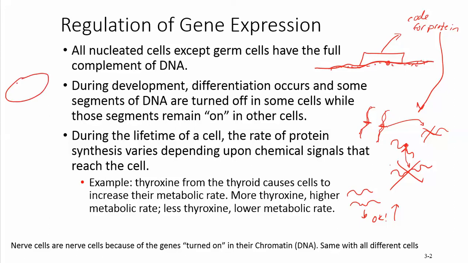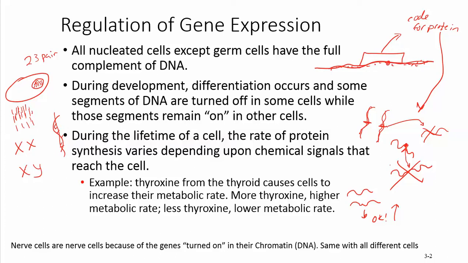Okay, so all nucleated cells except germ cells have the full complement of DNA. So that means in every single cell, in the nucleus of every cell, you have 23 pairs of chromosomes. I can't draw all 23 there, obviously, but you have 23 pairs. Now, if you are a girl, then one of those pairs, you'll have two X chromosomes. If you're a boy, you'll have an X and a Y. The rest, the other 22 pair, are all pretty much the same. The only difference is going to be the sequence of these bases in the actual DNA.